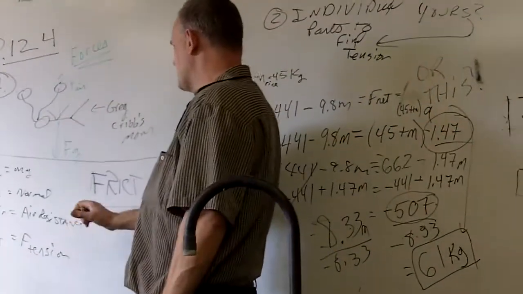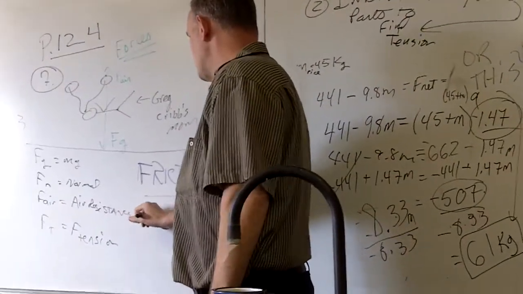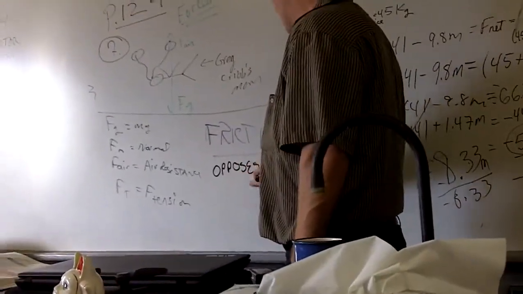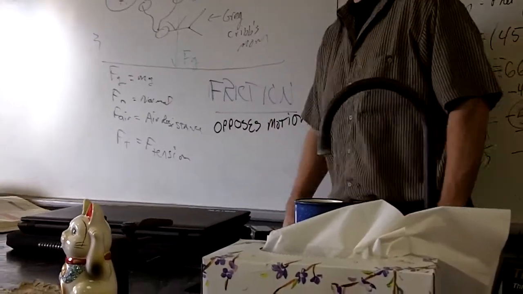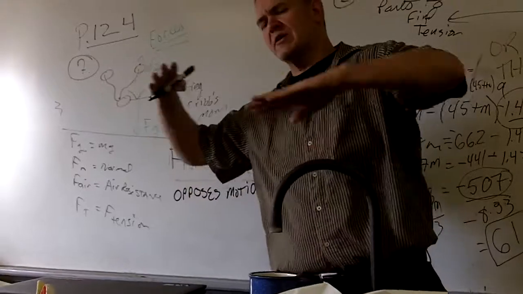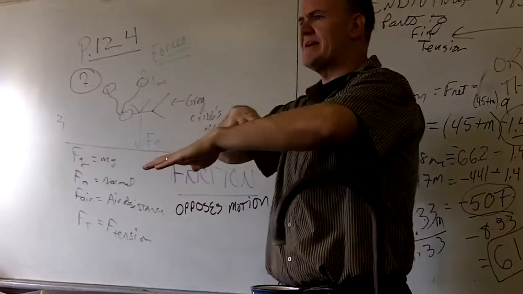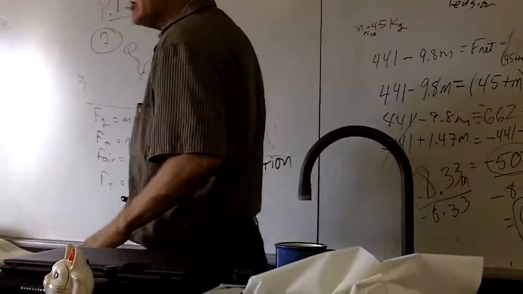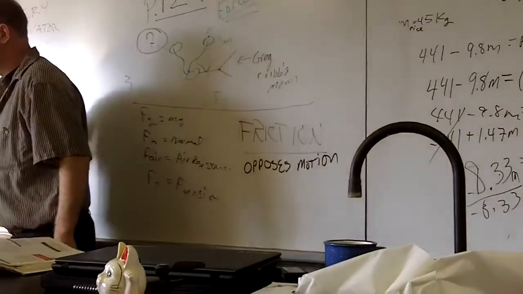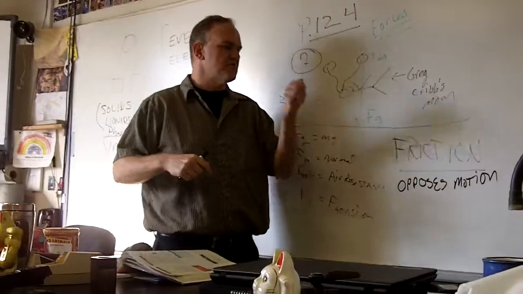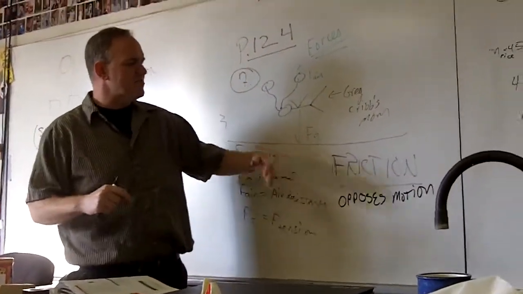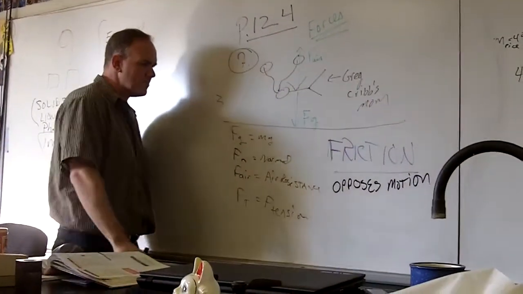The friction force opposes motion. Friction always is in the direction opposite the motion. Not necessarily the acceleration, but the motion. Whichever way it's moving, friction is going to fight that. Friction tends to slow things down, always. Acceleration can slow things down or speed things up, but the friction force always opposes motion.